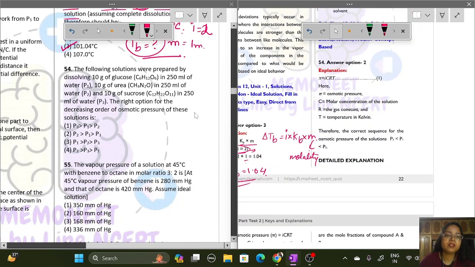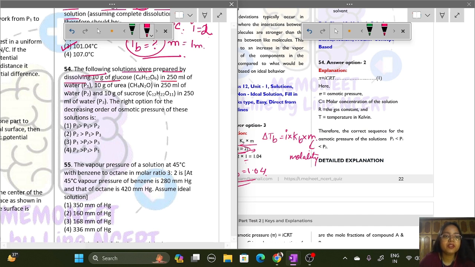In question number 54, the following solutions were prepared by dissolving 10 gram of glucose in 250 ml of water, 10 gram of urea in 250 ml of water and 10 gram of sucrose in 250 ml of water. The right option for the decreasing order of osmotic pressure of these solutions is. Here we have to compare the osmotic pressure of these three solutions.